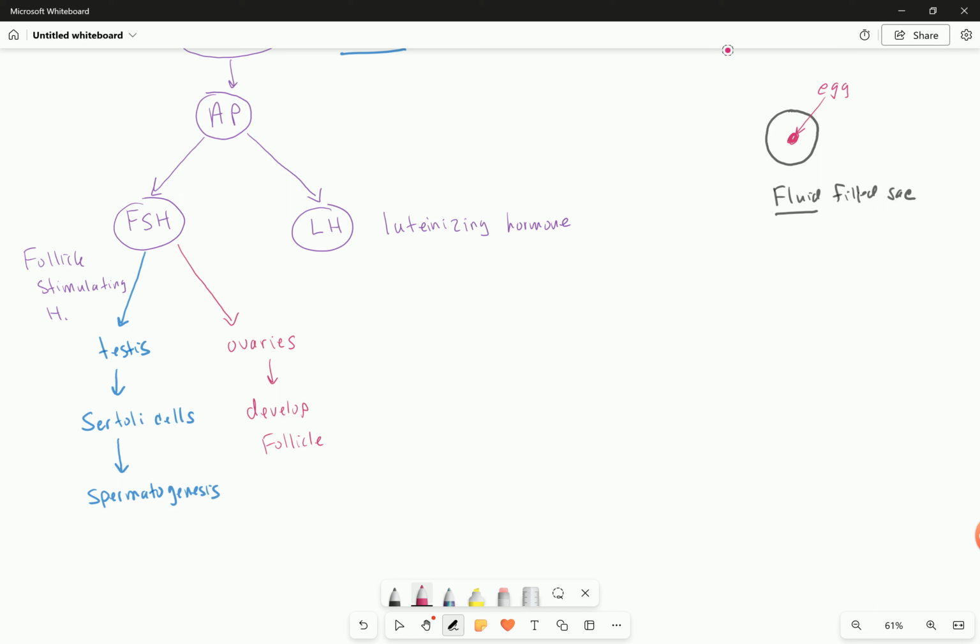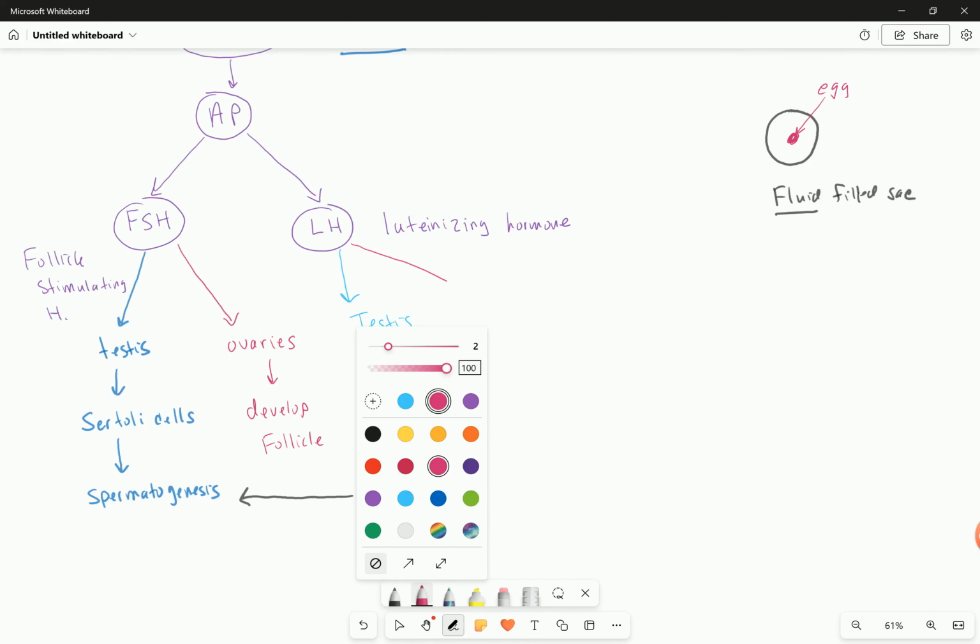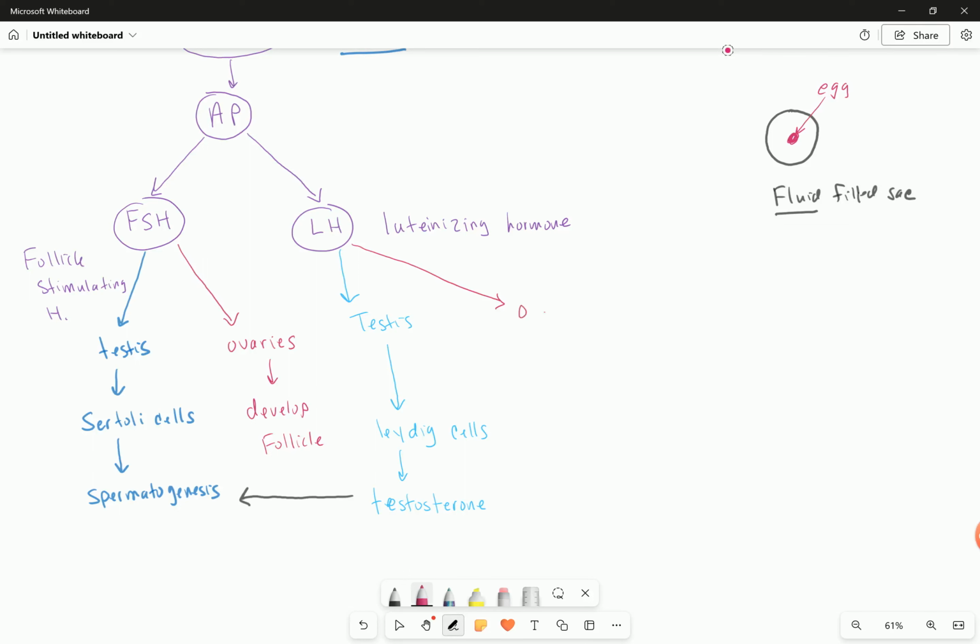Okay, luteinizing hormone in a male goes to the testes, specifically the Leydig cells. And what they're responsible for is testosterone. And testosterone does have an influence on spermatogenesis. So in other words, low testosterone or no testosterone can decrease or inhibit spermatogenesis in a male. Okay, luteinizing hormone, if it goes to the ovaries in a female, then it's going to help with ovulation.